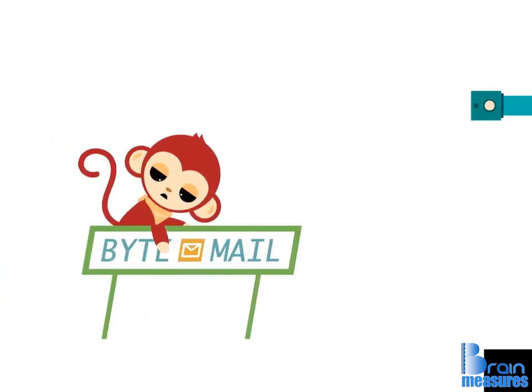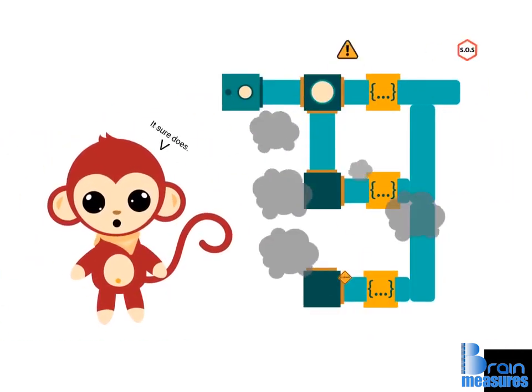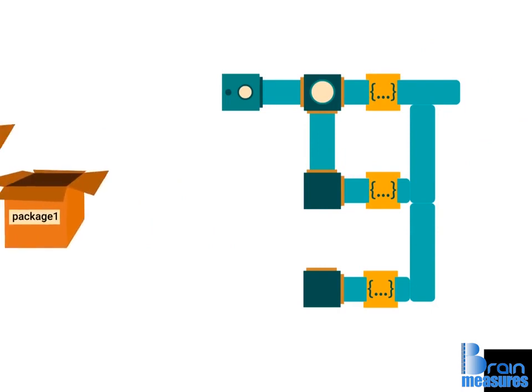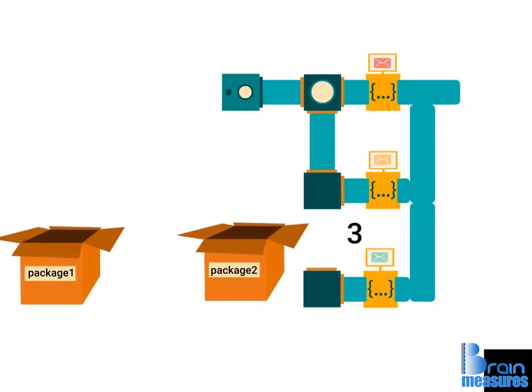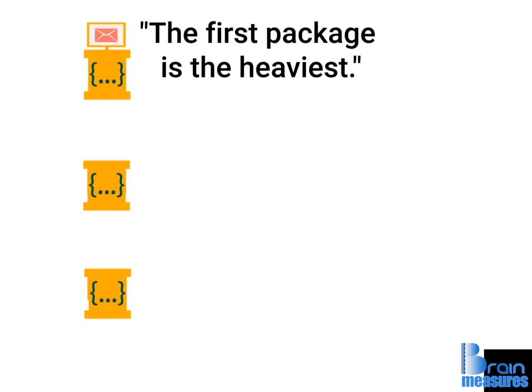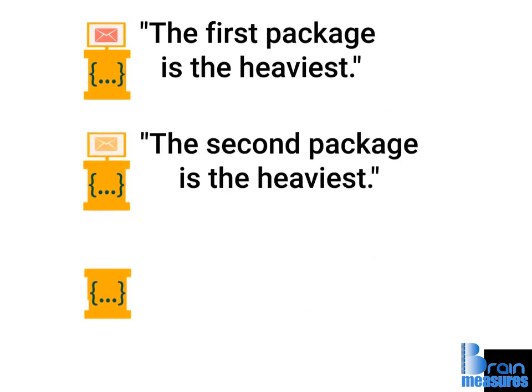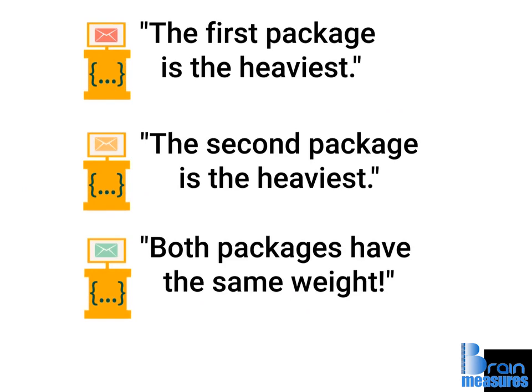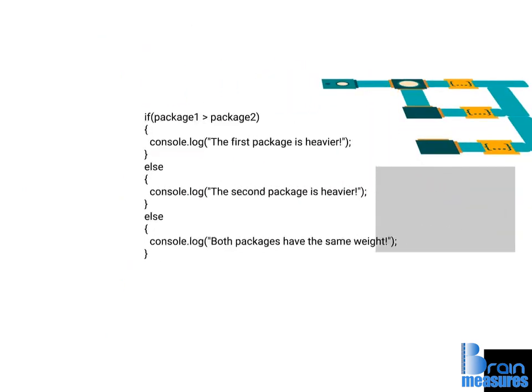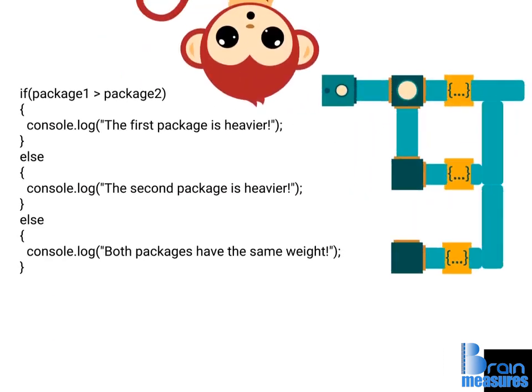ByteMail tells us that one of their sorting machines has a problem. The machine compares two packages and must display one of three messages based on their weight. These messages are: the first package is the heaviest, the second package is the heaviest, and both packages have the same weight. Let's look at the code for this machine. Can you find the problem?